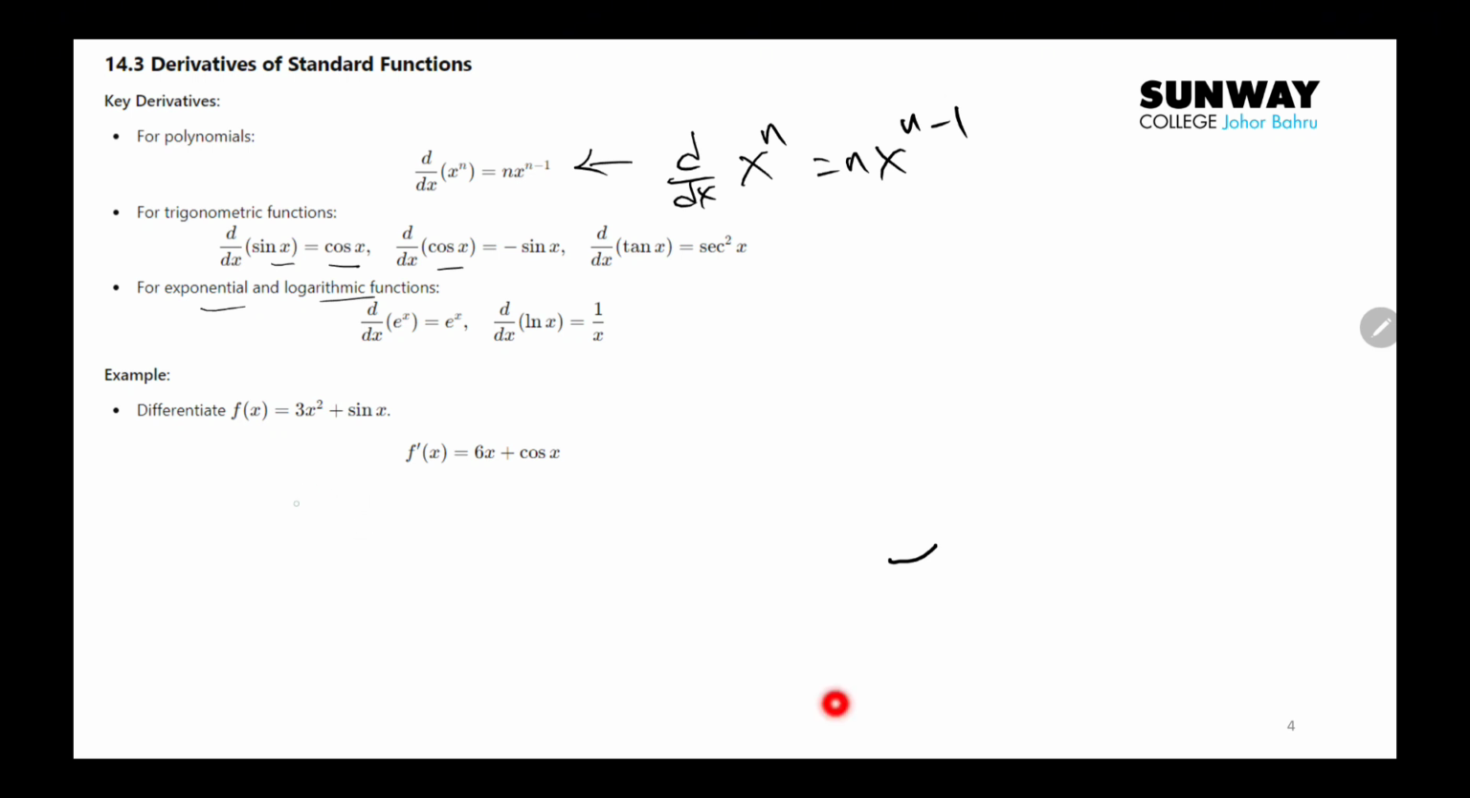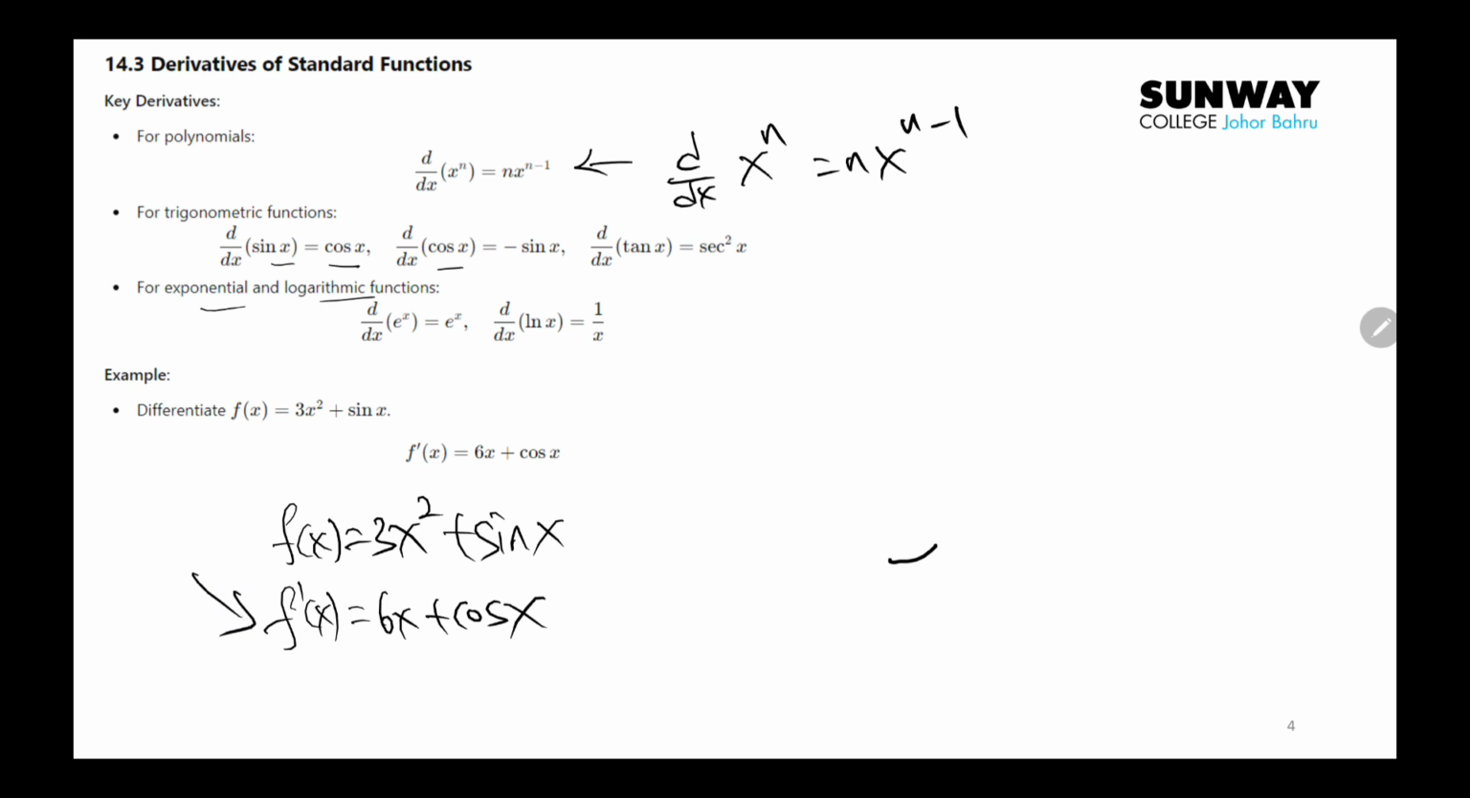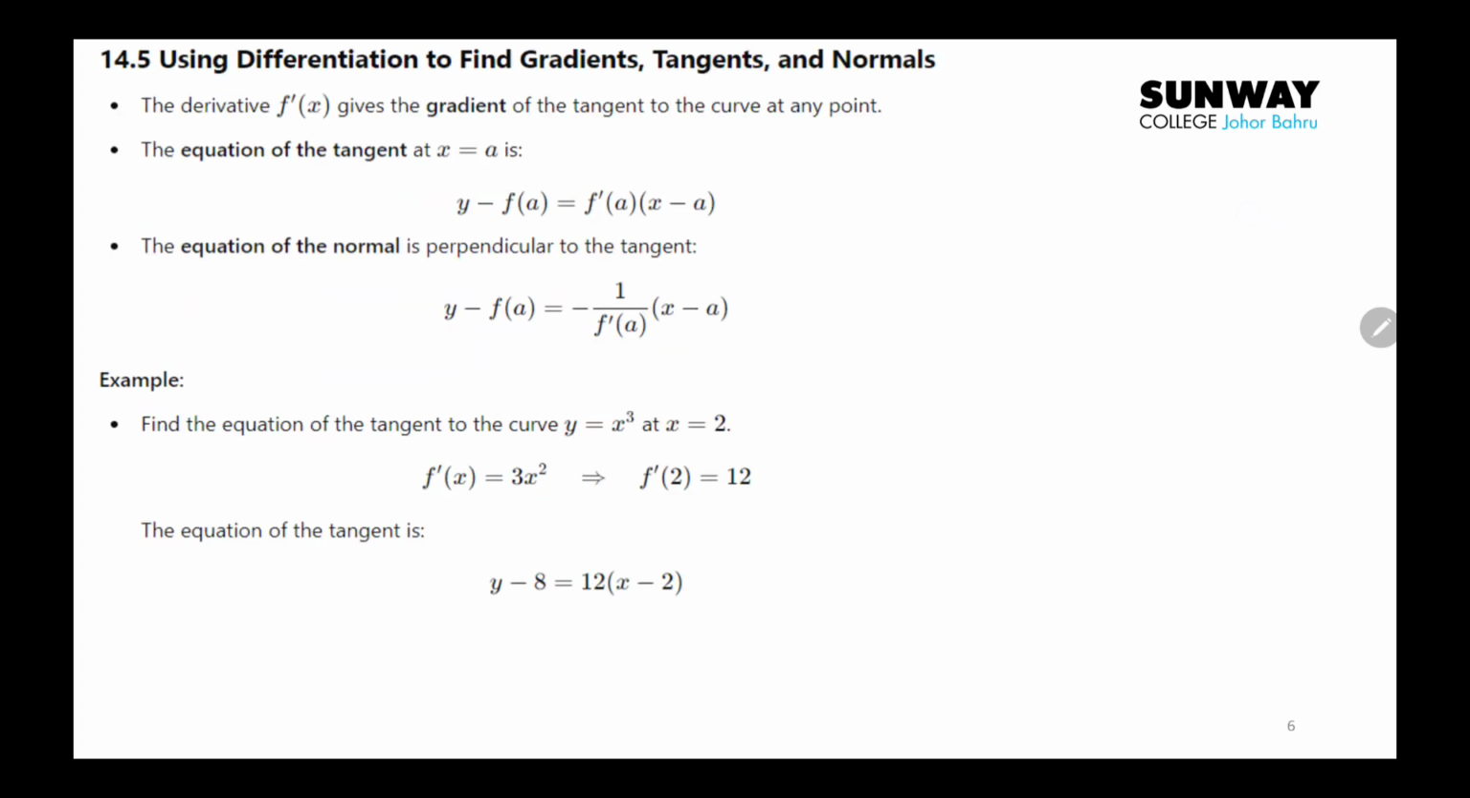A quick example, f(x) equals 3x squared plus sine x. This is just plug and play. You just substitute the formula and then you will be able to get the answer. 3x to the power of 2 will become 6x, plus cosine x. One important note is you must make sure you are writing the correct notation to represent differentiation.